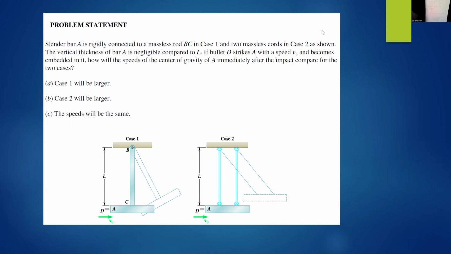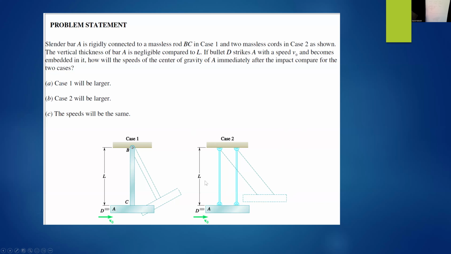So the question then is, thinking about it, how will the speeds of the center of gravity of A immediately after impact compare for the two cases? So what's going to be the V naught of the center of gravity? Are they both going to be the same since they're the same mass, or are they going to be different? So in this case, you want to think about what's going on here. Well, if you guessed case 2, then you were correct.